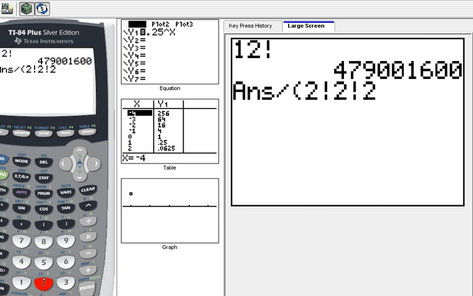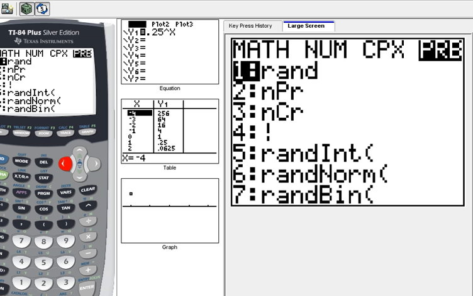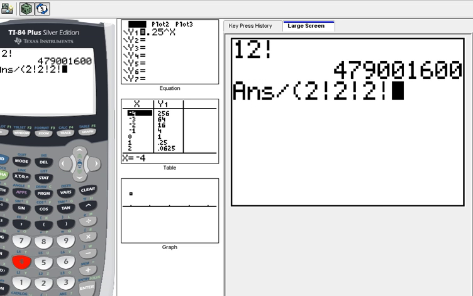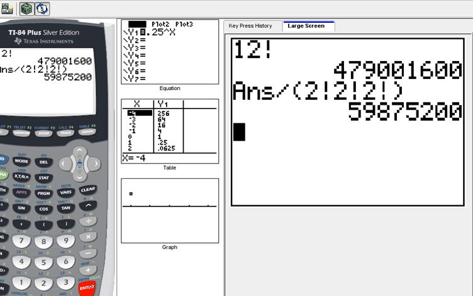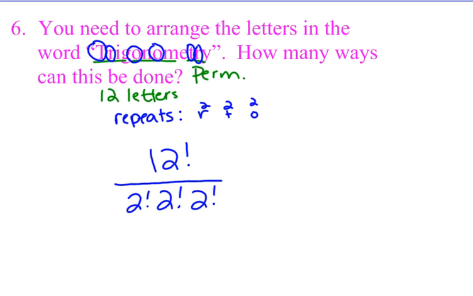So you can see how to do that in case it'd be like a 3 factorial sometime. You'd have to be able to do it this way probably. So I do that, and I'm going to close that parenthesis, and then when I hit enter, I get 59,875,200 ways that I could rearrange the word trigonometry. A lot of options, right?